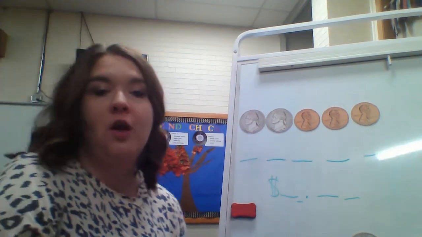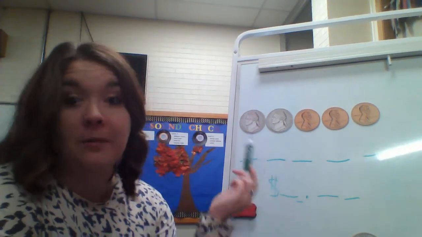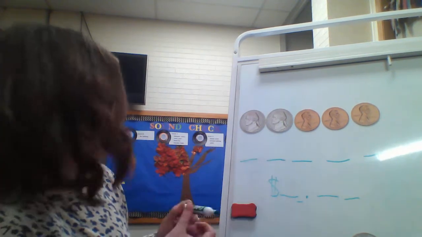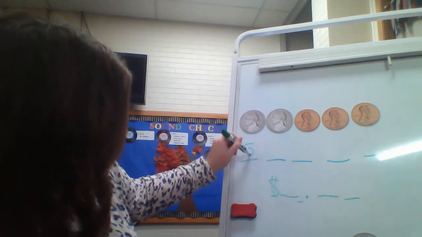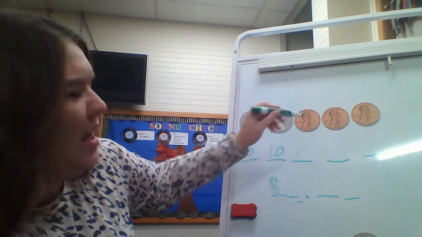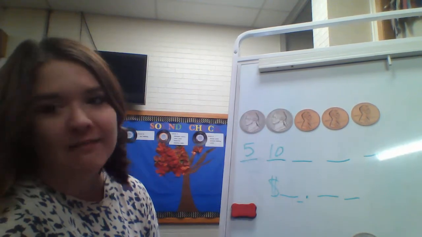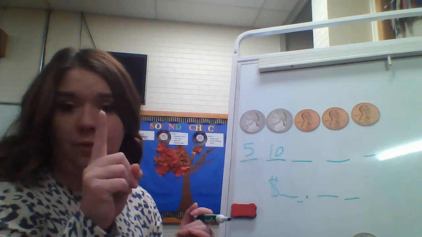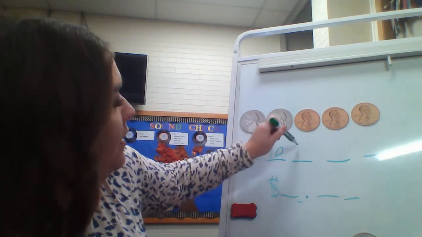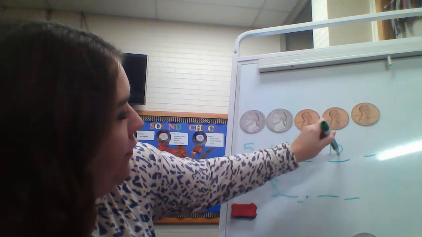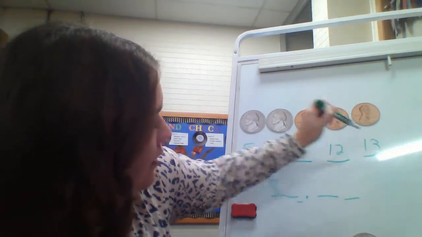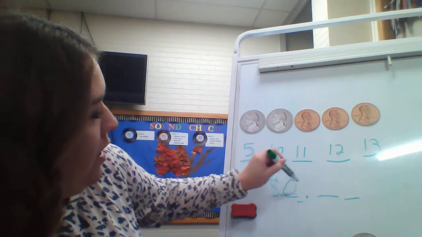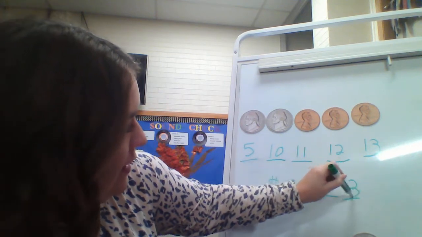Okay, so I'm going to start and I'm going to count by 5s because I have 2 nickels, so I get to count by 5s for 2. So I go 5, 10. Now, do I get to say 15? I don't, because a penny isn't worth 5. A penny is only worth 1. So 5, 10, 11, 12, 13. Okay, so I have $0 and 13 cents.